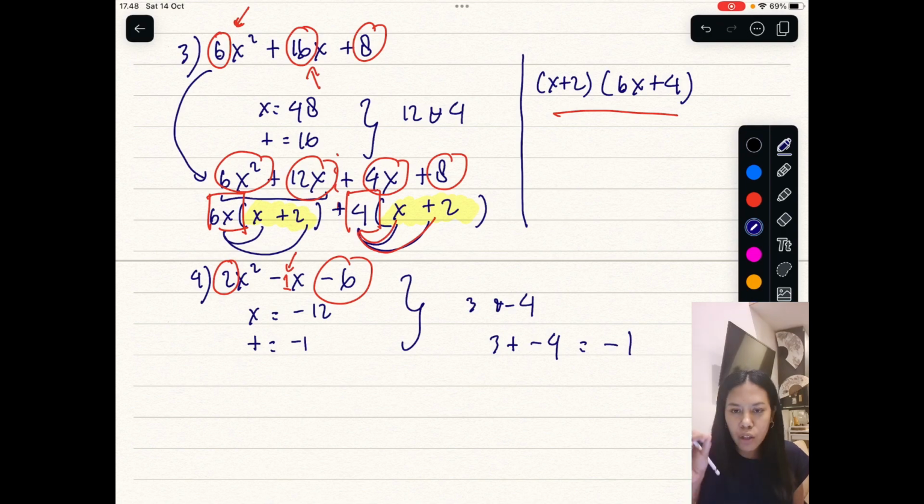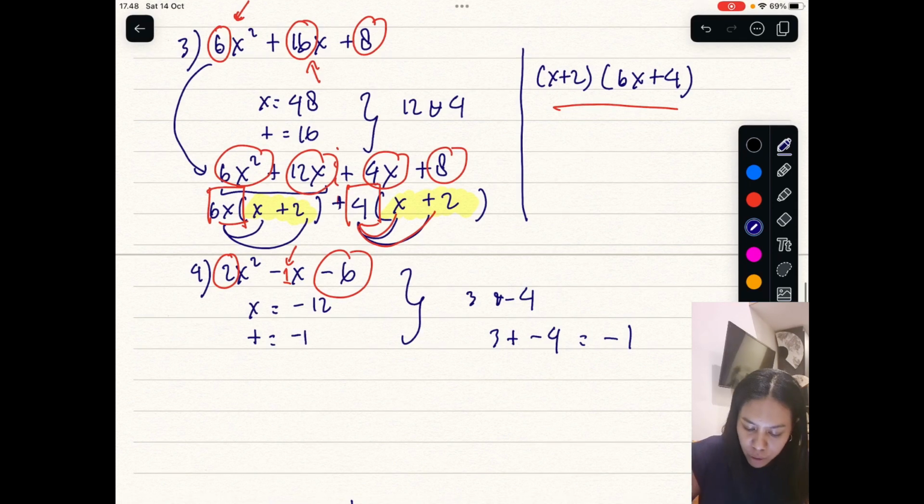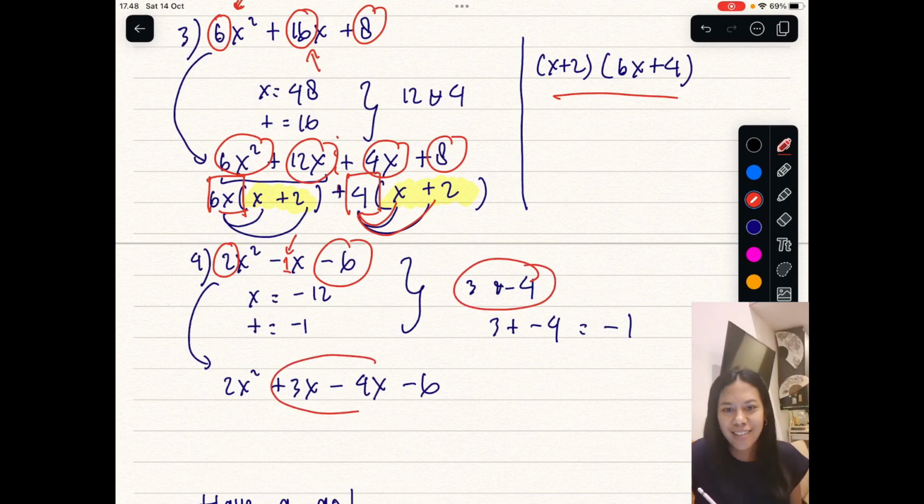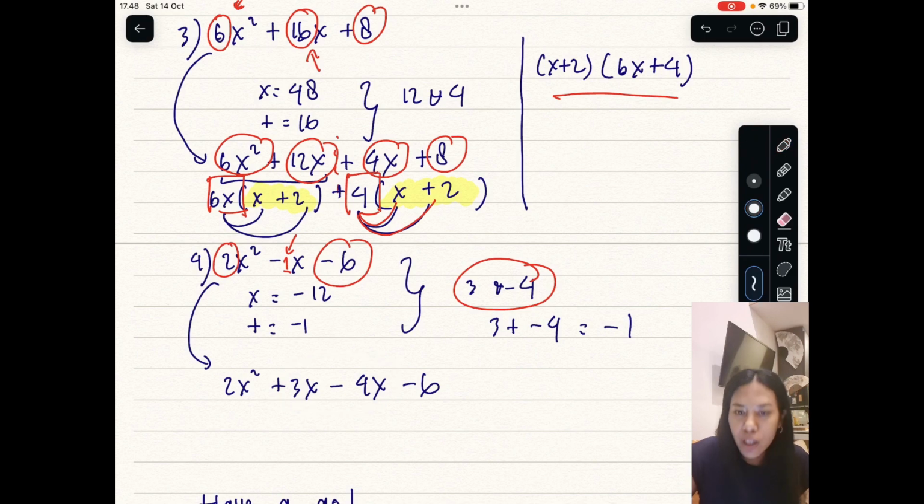Again, we cannot use 3 and negative 4 directly to become the factorized form, but we have to use the 3 and negative 4 to split the middle term. So this is what we're going to do. We're going to rewrite the question again. So it's 2x squared. Now instead of writing negative x, we're going to write plus 3x and then negative 4x and then negative 6. Okay, so we have that already. Now we're going to split it into two partitions. There you go.